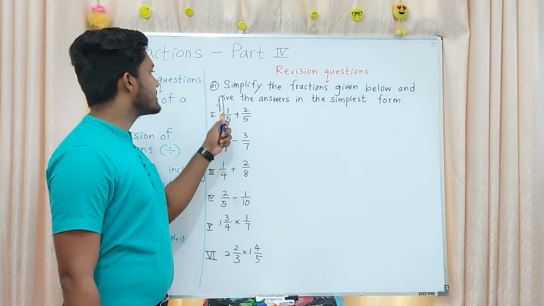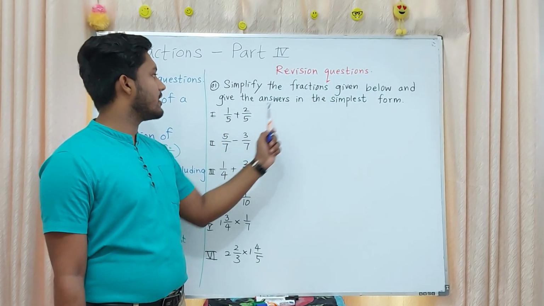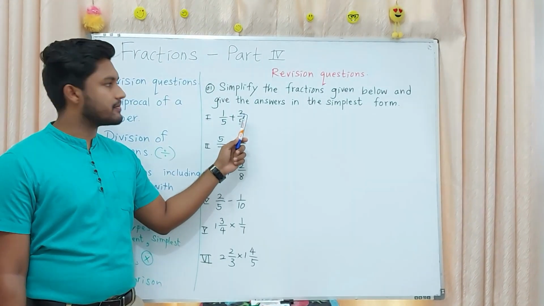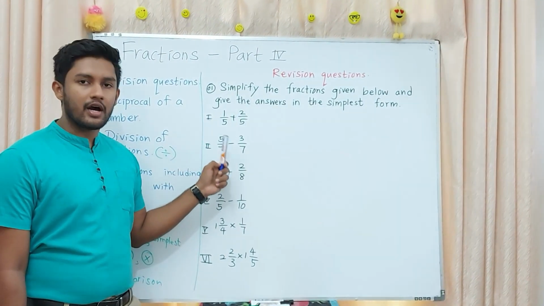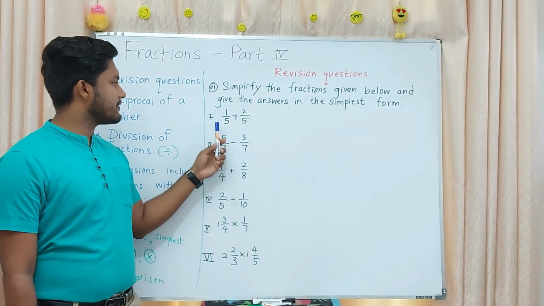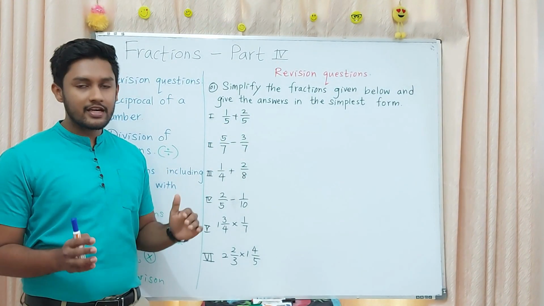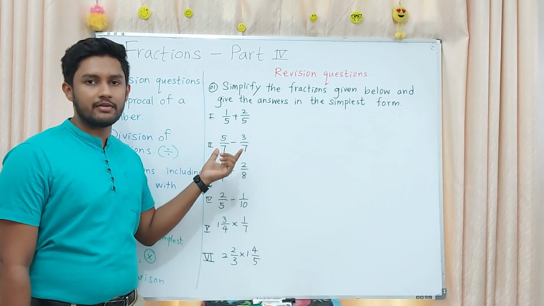First question, simplify the fractions given below and give the answers in the simplest form. You have the first part of the question, 1 over 5 plus 2 over 5. Here we are considering the denominator.